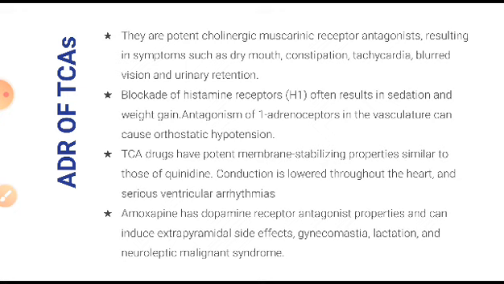Amoxapine has dopamine receptor antagonist properties and can induce extrapyramidal side effects, gynecomastia, lactation, and neuroleptic malignant syndrome. Some patients show mania as well. Sweating and fine tremors can also appear. Increased appetite and weight gain are also observed with some TCAs, for example, trazodone.